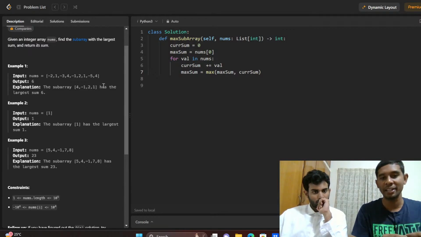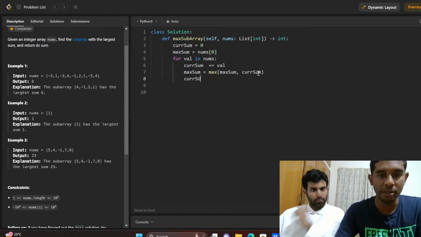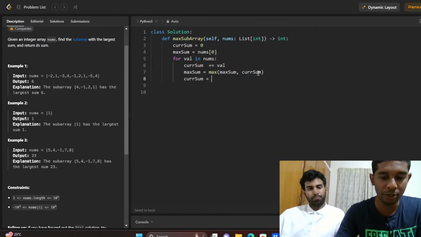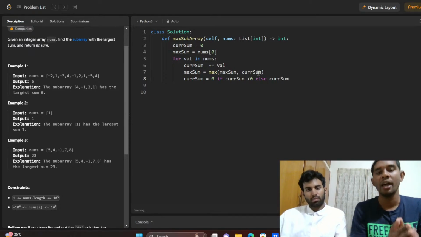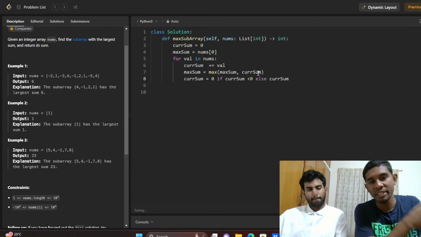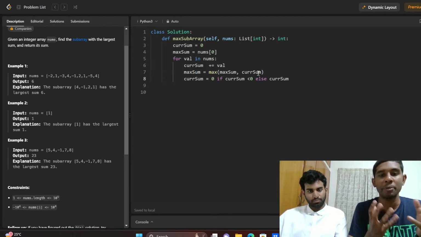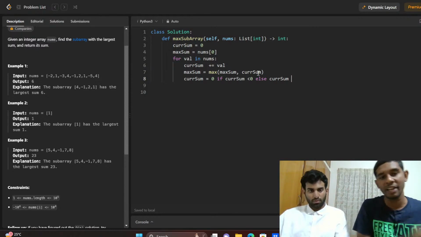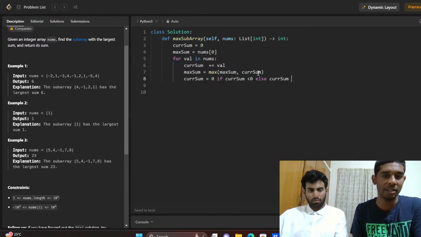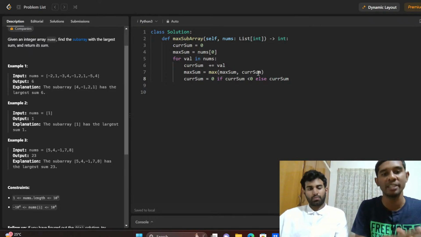So whenever we have a negative sum in our current sum, what we simply do is say current sum is equal to 0 if current sum is less than 0, else current sum. This is very simple, right? If the current sum of all these elements that I've looked at so far is greater than 0, that means they're going to add value to me in the future, so I keep it. If it is, however, negative, I know it's going to end up decreasing my sum when I include the next number, so I set it to 0.